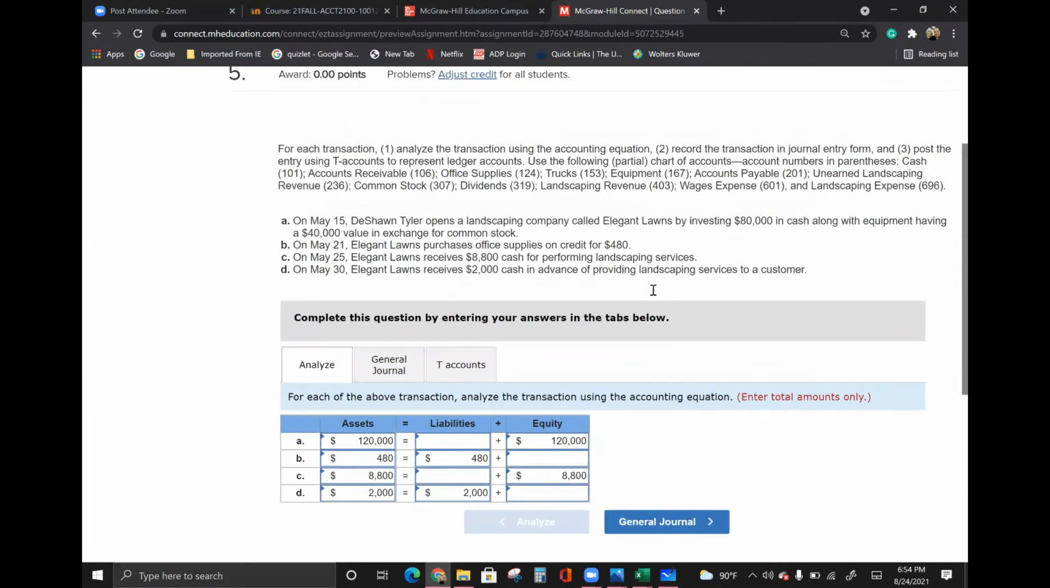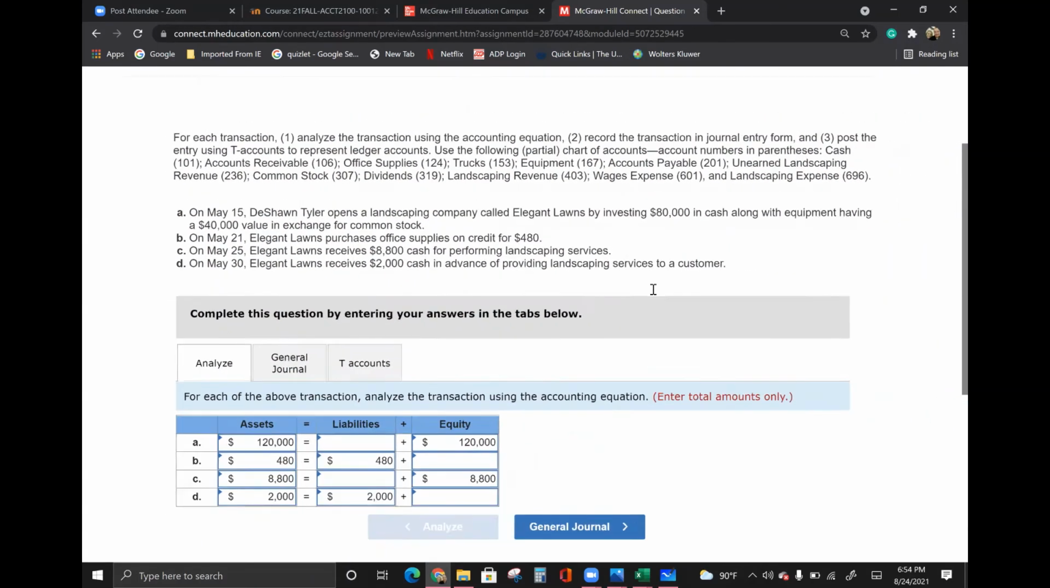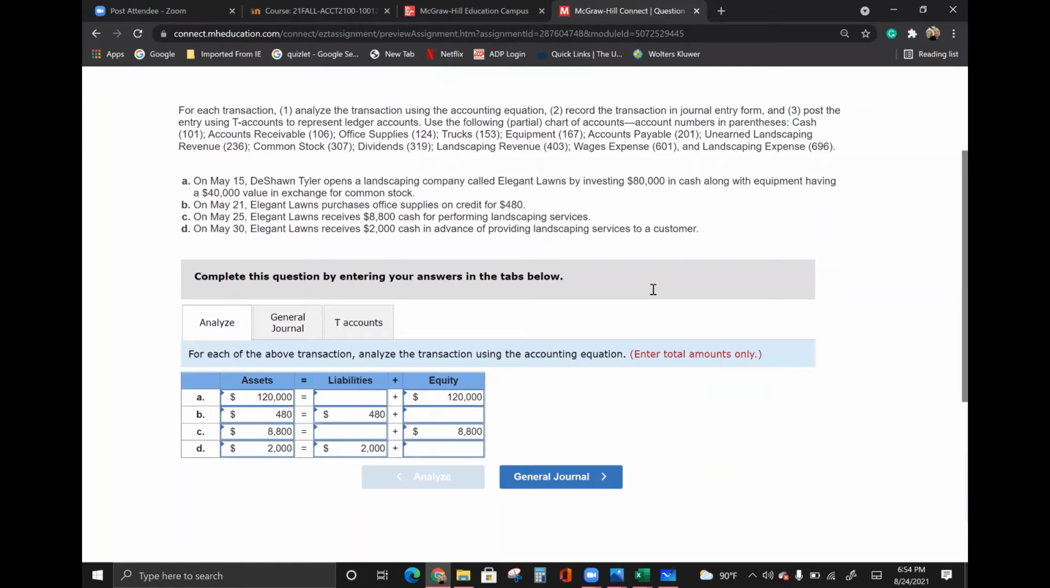Okay, so this is going to be some transactions that we'll have to fill in the accounting equation. So for each transaction, analyze the transaction using the accounting equation. Record the transaction in a journal entry in that proper format. Post using the T accounts to represent the ledger accounts. Use the following partial chart of accounts, account numbers in parentheses, and it just lists out all the accounts for you. And you'll notice they put account numbers as well.